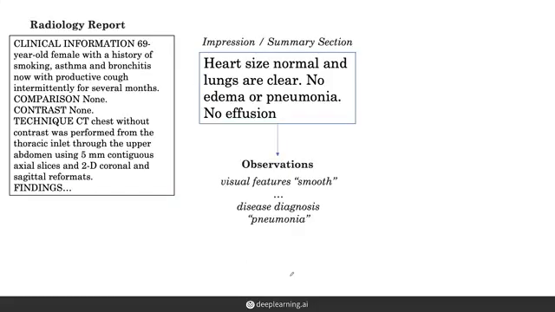The radiology report contains many sections, including clinical history, the description of how the exam was done, the findings section, which cover what the radiologist saw in each part of the body. Finally, there's an impression or a summary section summarizing the radiologist's observations. Observations can range from the most non-specific, like highlighting visual features on an image, to the most specific, like making a disease diagnosis.